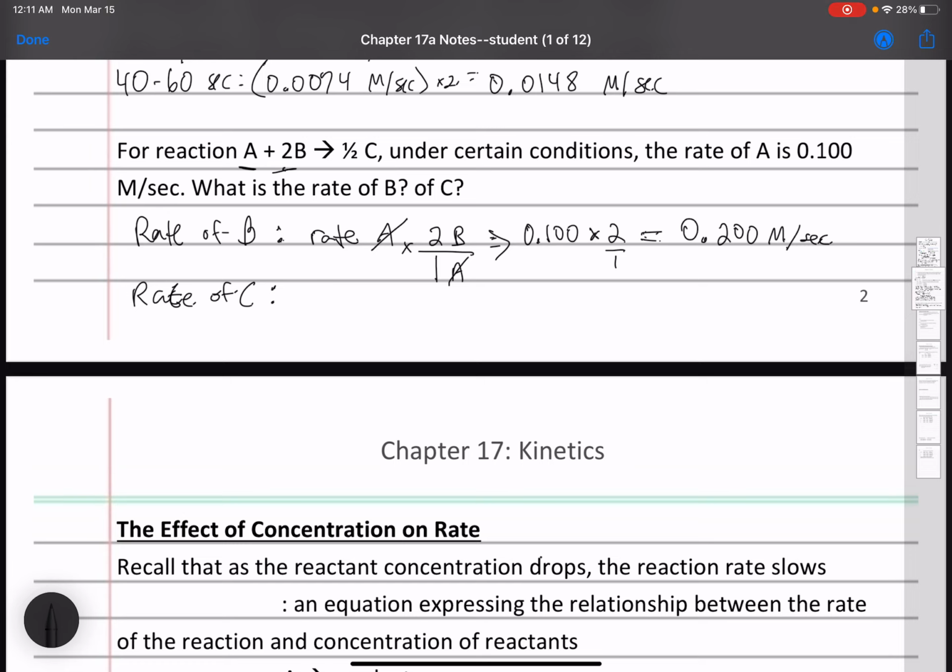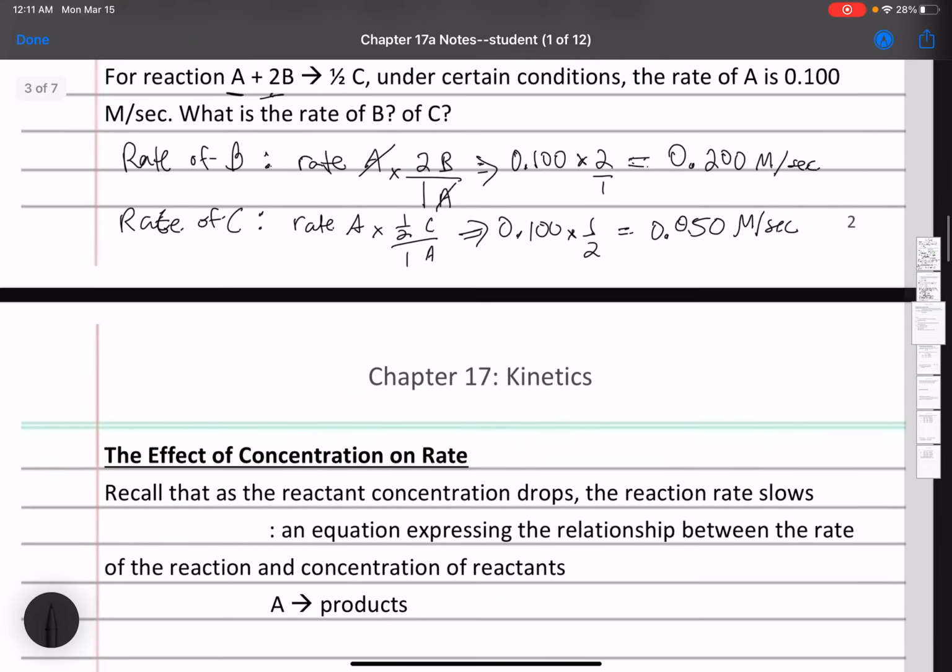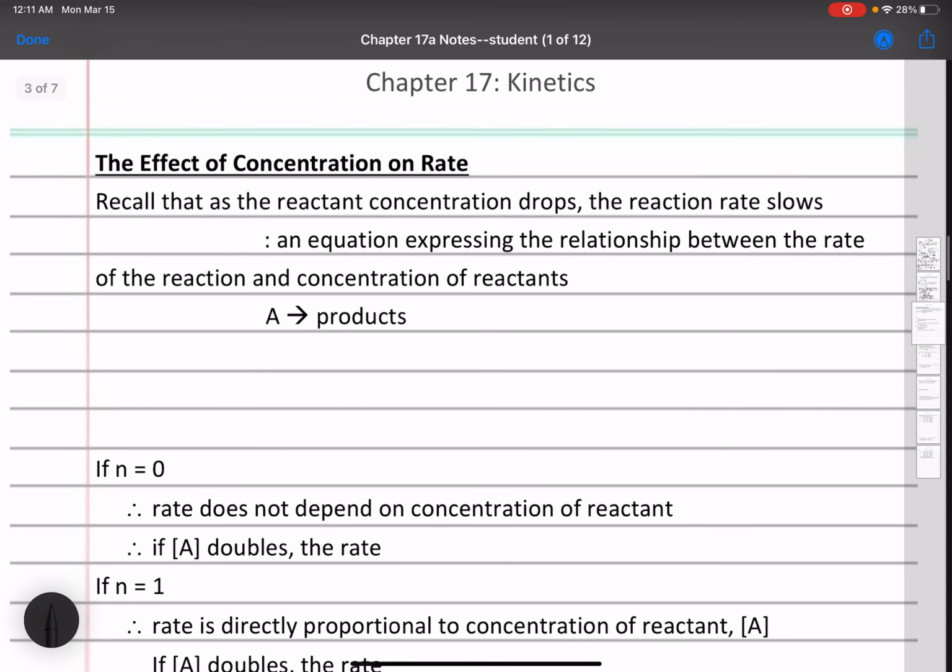Okay, and the rate of C is going to be 1/2 the rate of A, or in other words, rate of A times 1/2 over 1, because that's the mole ratio here. And so 0.100 times 1/2 equals 0.050 molarity per second, and that would be the rate of C. Okay, so those are just some examples calculating the rate of depletion of reactant and the rate of increase of product.